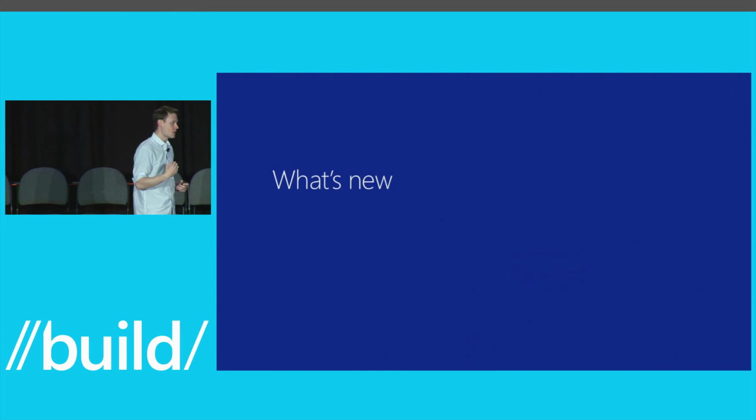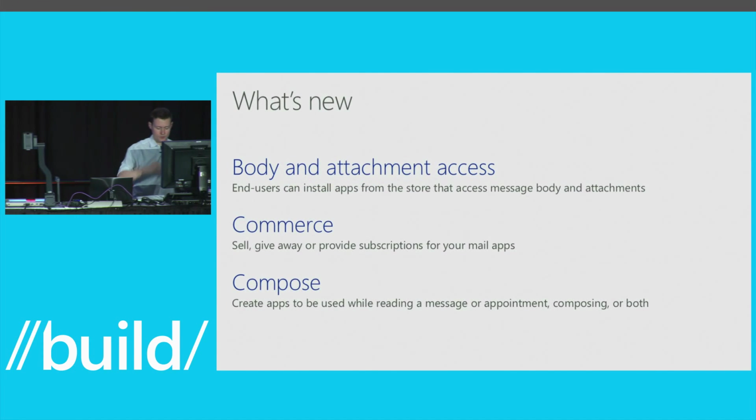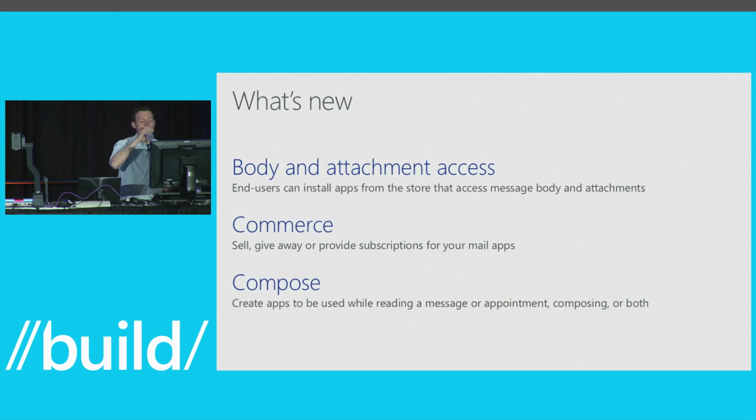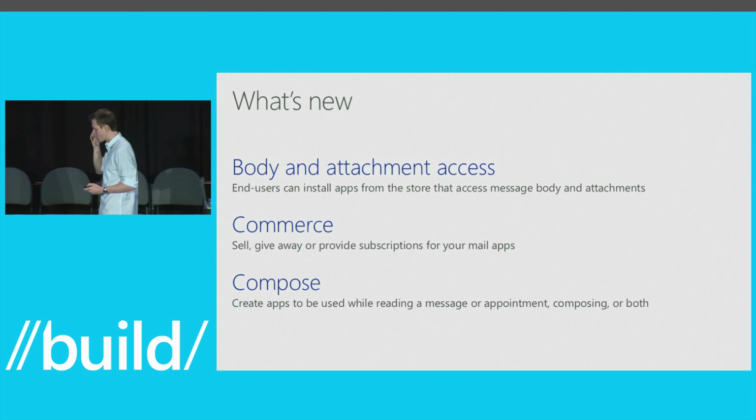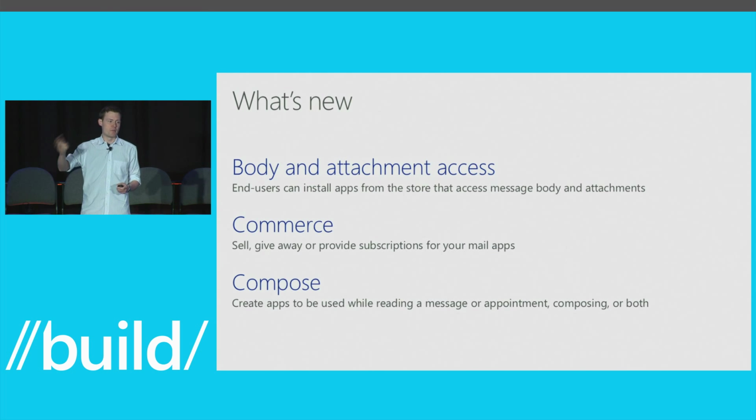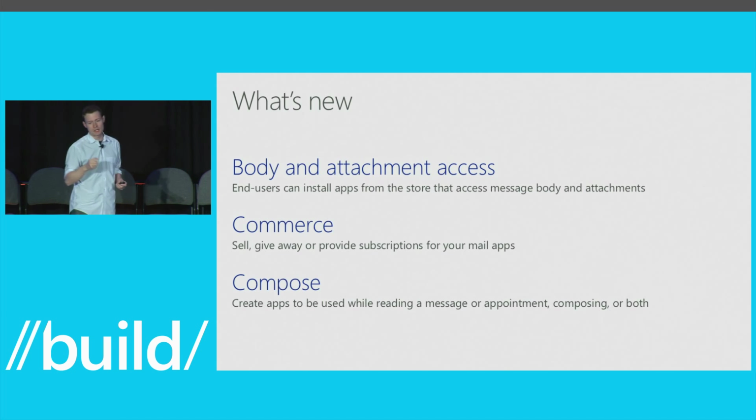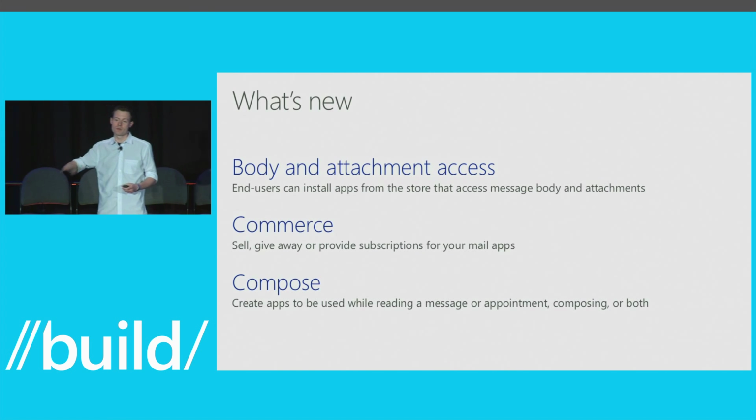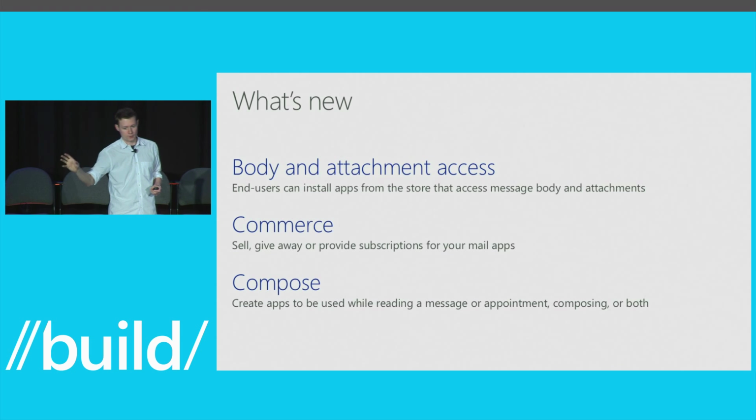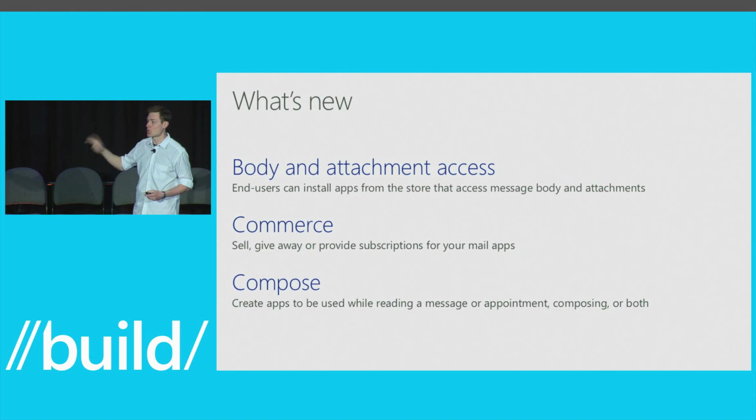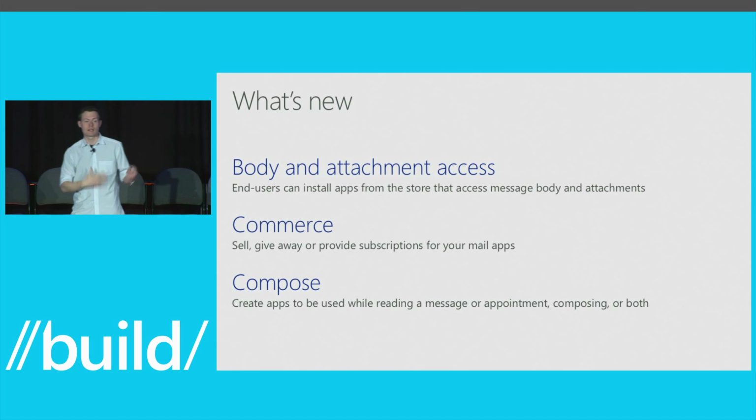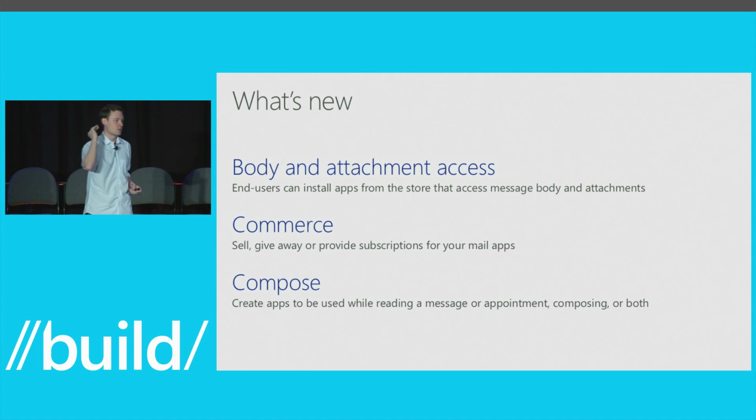OK, so let's check out what is actually new in the platform since the first version that we shipped. In terms of what's new, there are three main features that we're going to talk about today. The first is body and attachment access, and simplified body and attachment access. I'll go into why this is important and how to work with this. The second point is commerce. Since February of this year, you can now sell mail apps. You could not do that last year.